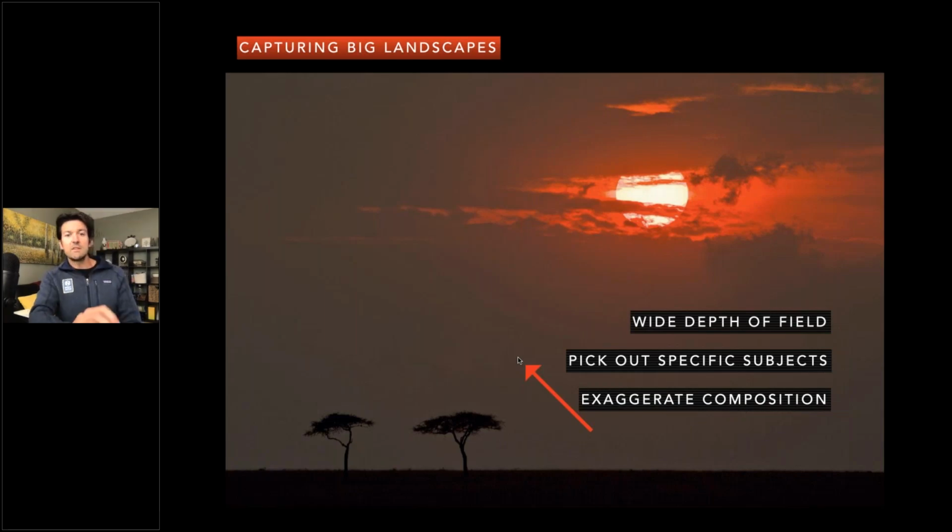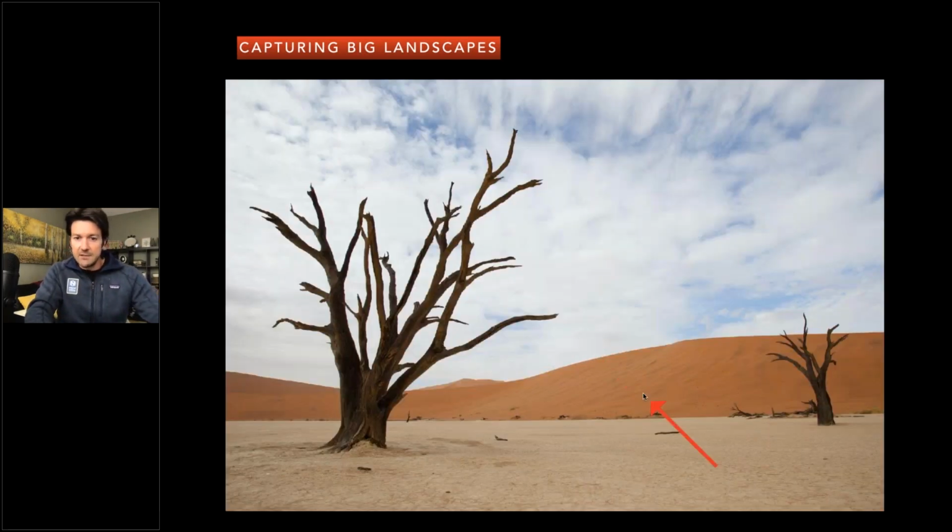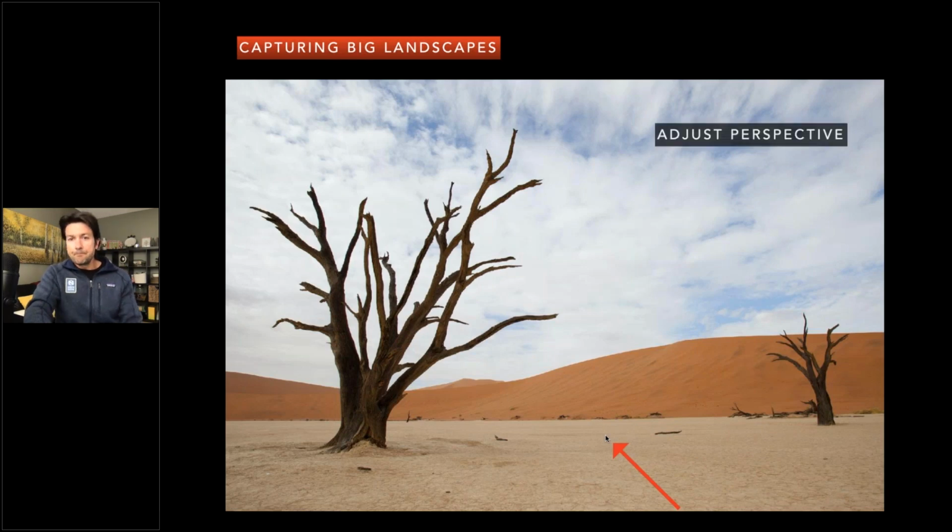We can see that here in the deserts of Namibia as well. This is one of the most iconic landscape trips in Africa. Deserts of Namibia and Sossusvlei here is this landscape. So what I'll do here is I'm suggesting that you adjust your perspective. That's a great way to show big landscapes.